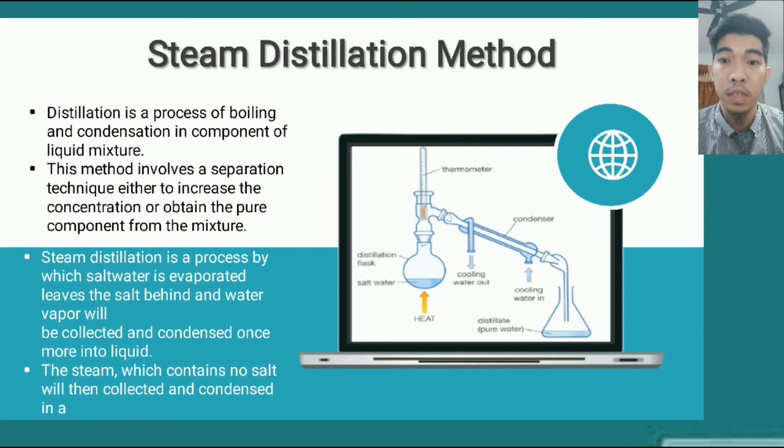Okay, what is distillation? Distillation is a process of boiling and condensation of components of a liquid mixture. This method is a separation technique used either to increase the concentration or to obtain a pure component from the mixture. There are three types of distillation method that can be used to extract fresh water. These include water distillation, water and steam distillation, and also steam distillation.